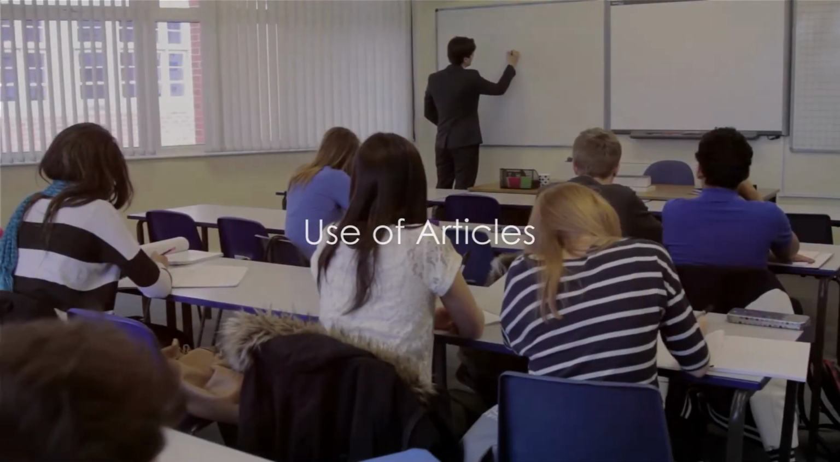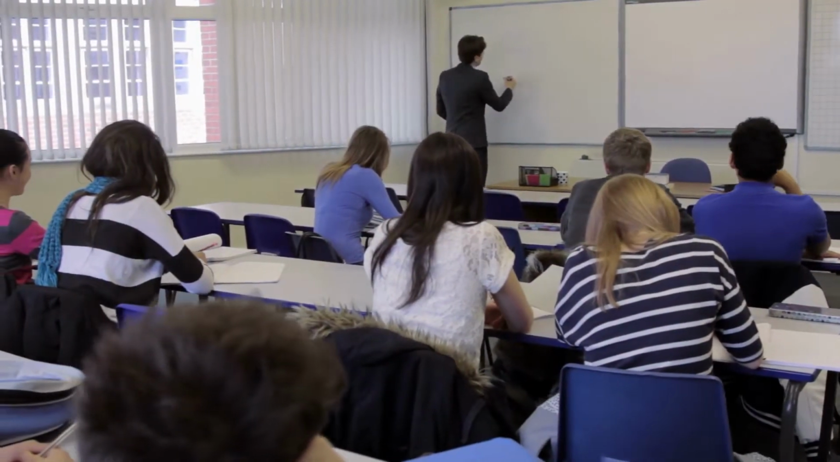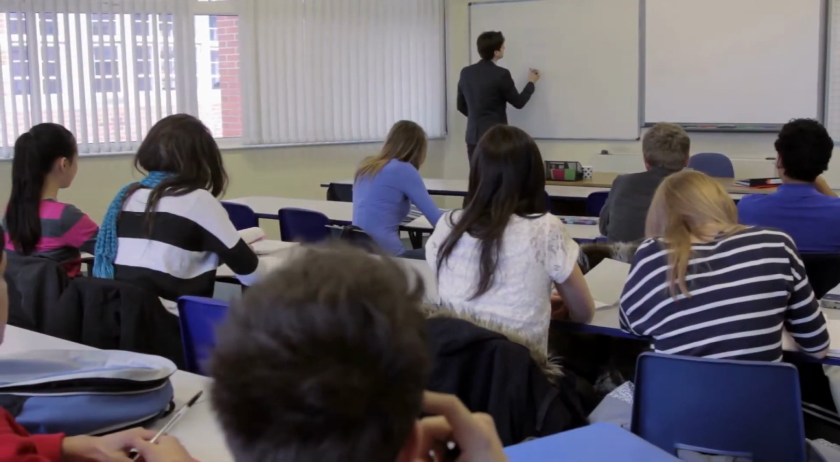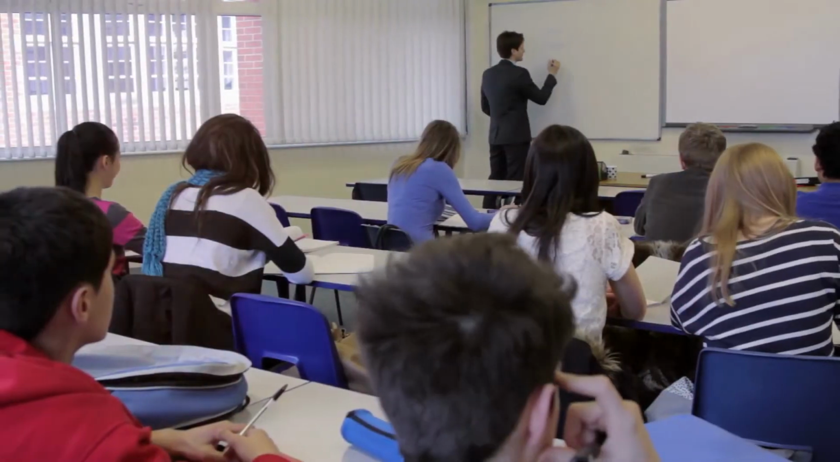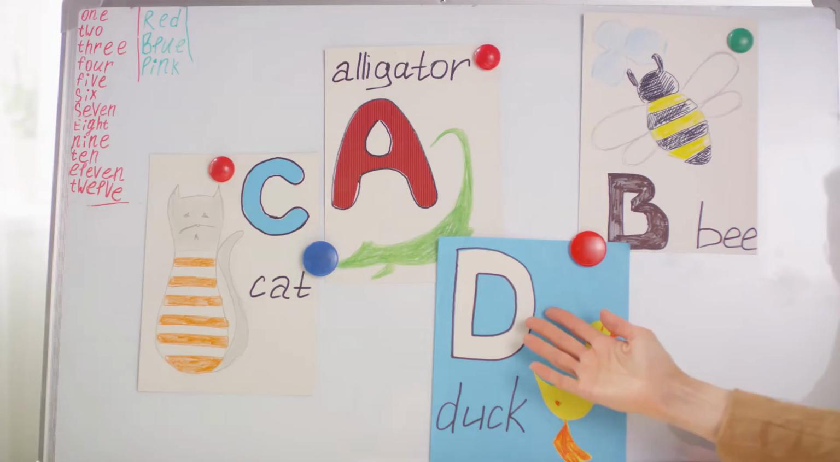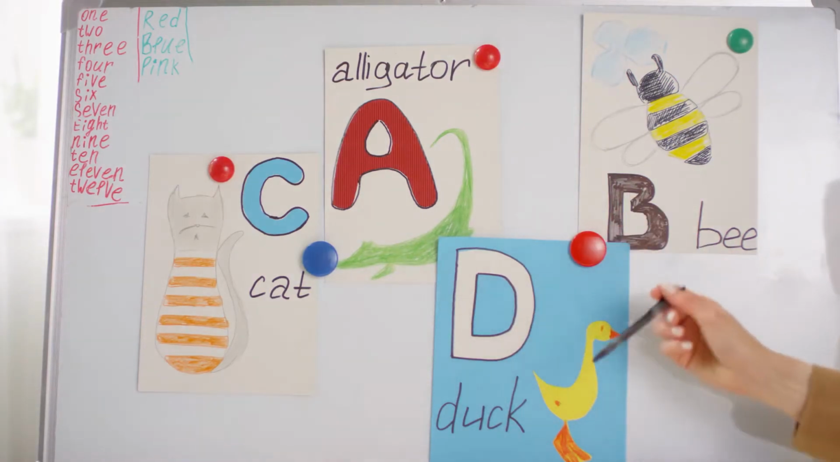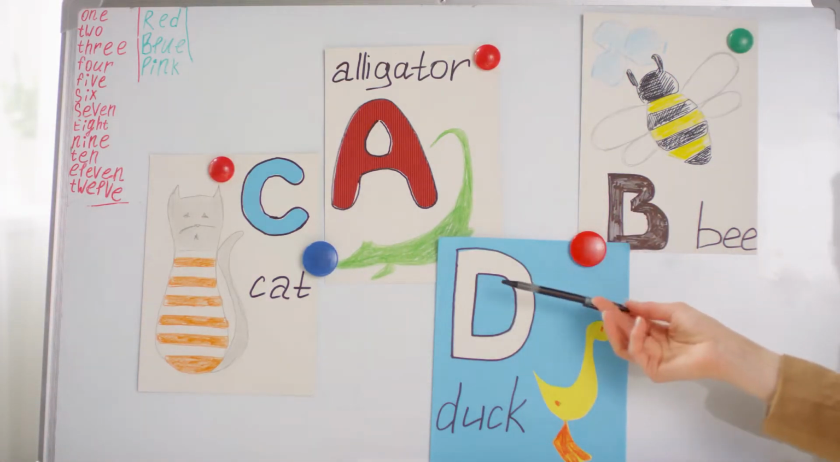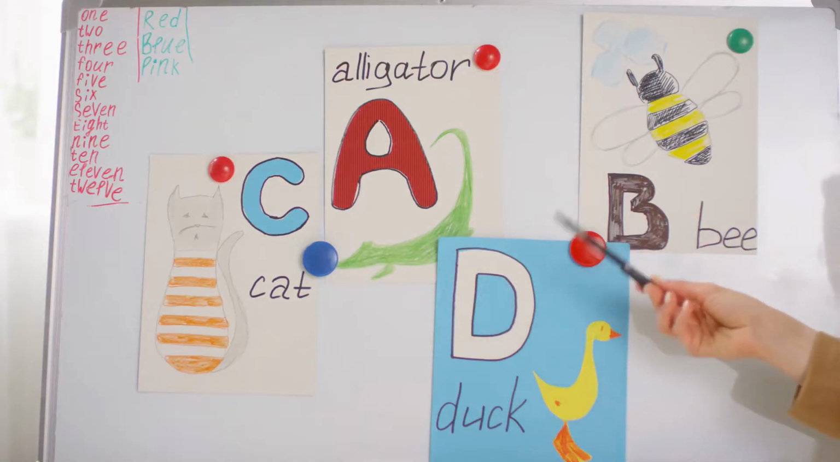In English, there are three articles, a, an, and the. They may be small, but they are mighty and can change the meaning of a sentence in a big way. Let's start with a. A is an indefinite article used before words that start with a consonant sound. For example, a cat, a dog, a table.